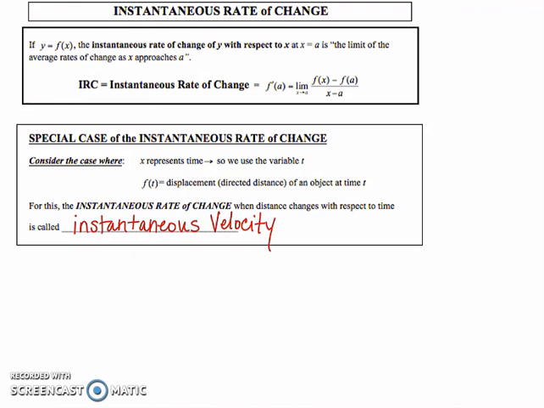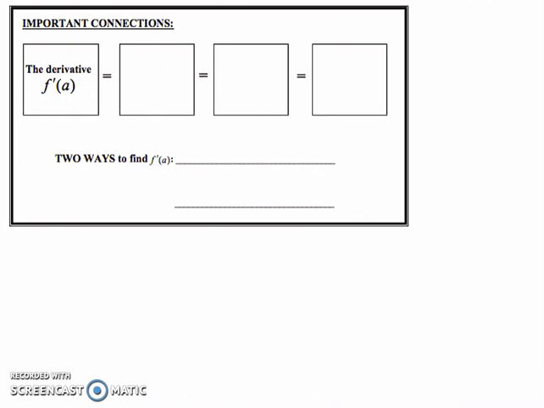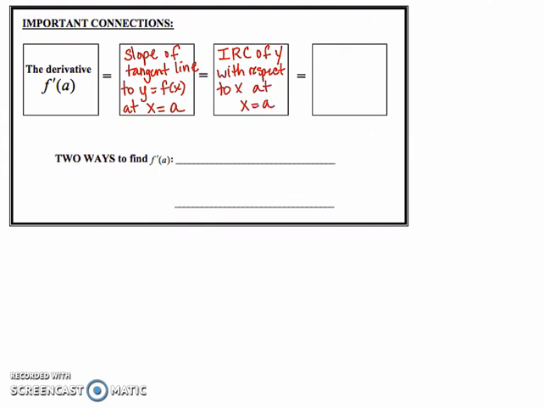All right, so let's do a little bit of tying things together here. Some important connections that I hope that you are making. The derivative, f prime of a, is equal to the slope of the tangent line to y equals f of x at the point x equals a. It's also equivalent to the instantaneous rate of change of y with respect to x at x equals a, which is also equal to the limit as x approaches a of f of x minus f of a over x minus a. And that was all in that definition in the top box there.